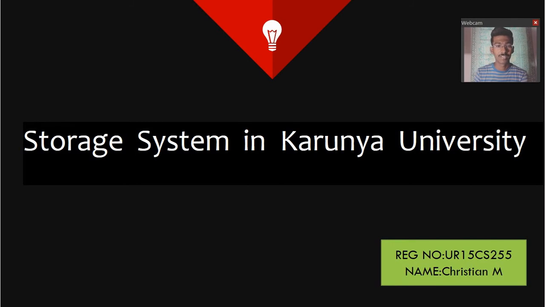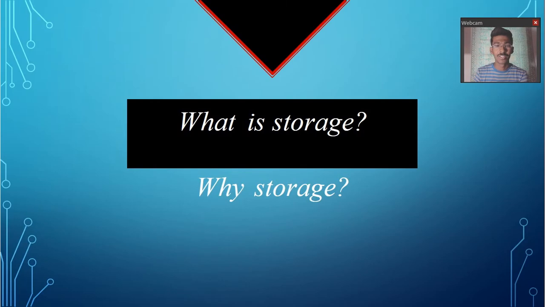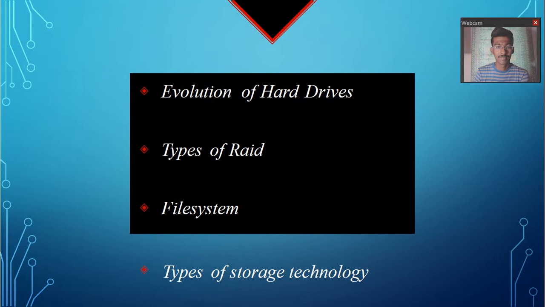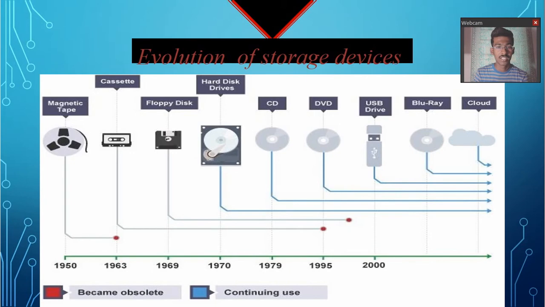Today I'm going to talk about storage systems in Carnegie University. So, what is storage and why do we need a storage system? There are different types actually: evolution of hard drives, types of RAID, file systems, and types of storage technology. Here you can see the evolution of storage devices, right from magnetic tape, cassette, floppy disk, all the way to Blu-ray disc and cloud.